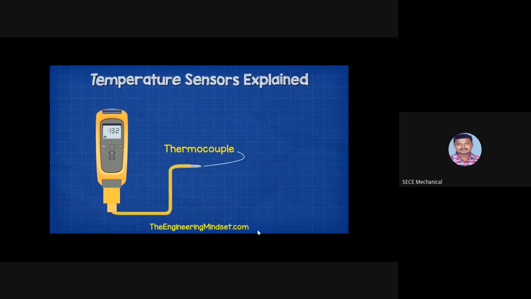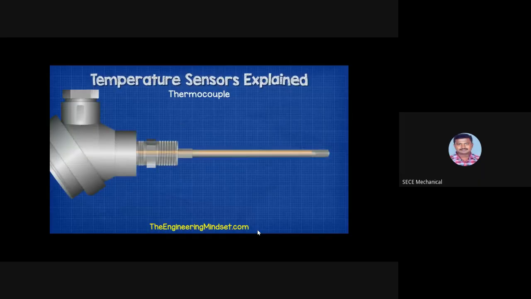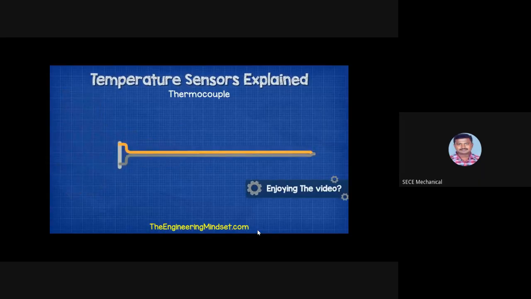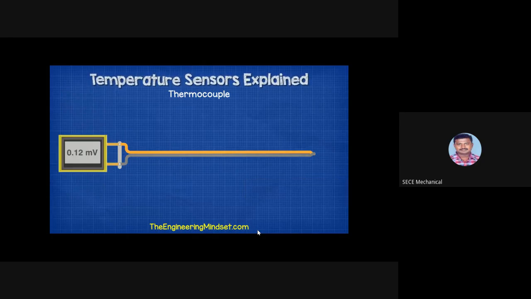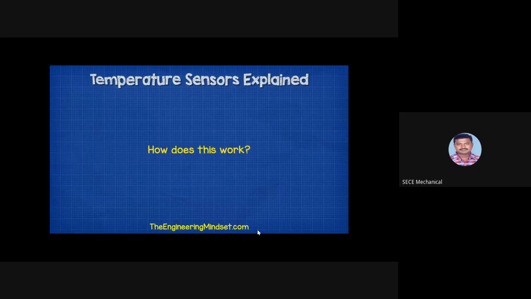If you have a handheld temperature probe or even a multimeter which can take temperature readings, it's probably going to use one of these. But these are also built into solid cases like this for a much more rugged design. With a thermocouple, we connect two different metals together at one end and the other end connect into a terminal block. Then we basically use a voltmeter to read the voltage difference between the two. The voltage here will be very tiny. So how does this work?